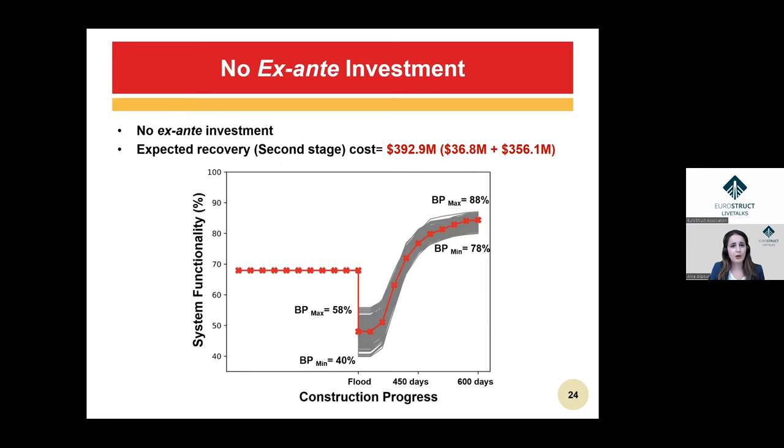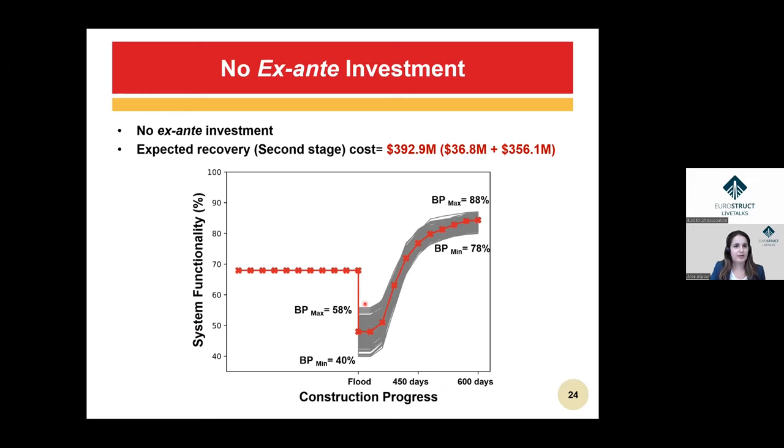So with that discussion on how the modeling, the computational framework, and the optimization framework work, let's take a look at some of the results. First, we have no ex-ante or pre-event mitigation investment. So let's say we are going with the system as is, not changing anything before the event. We are starting at about full system functionality, and this system functionality here is equal to the bridge performance. But as I mentioned again, one can select different system functionalities. Here, the results I'm showing are based on bridge performance. It's going to be constant, no change to it.